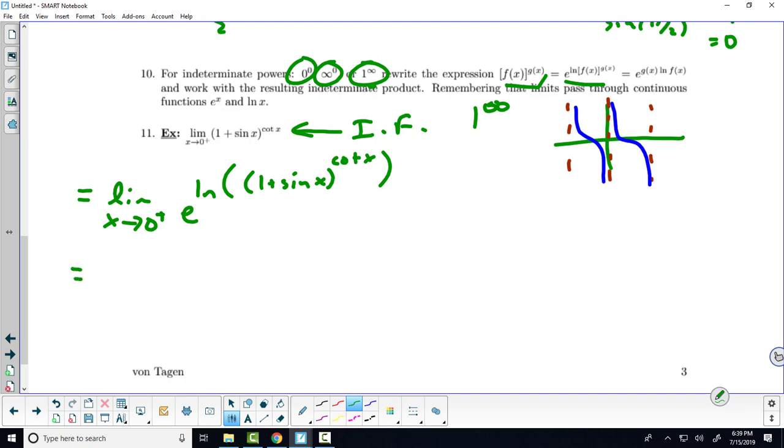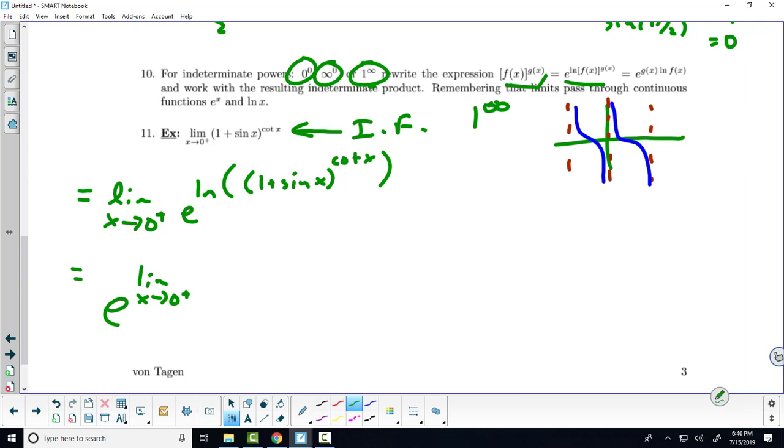Now, I'm going to do 2 steps at once, folks, just to save me writing. The first step is we said that limits can pass inside continuous functions. And e to the x is about as continuous as they come. So I can pass this limit inside e to the x. So I'm going to write it as e to the limit as x approaches 0 from the right of, and then I'm going to do one more step. But does everyone understand what I just did? I passed the limit inside the continuous function.